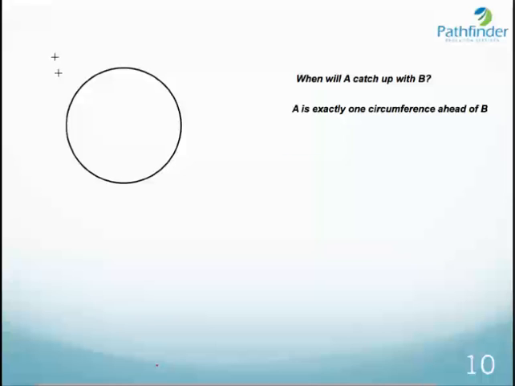Now, suppose we have two people, A and B, who travel in the same direction, say a clockwise direction, around this circle. In the previous case, we saw how to calculate the time when A and B together are at the starting point. And the given information is the value of the circumference of the circle, and the speed of A as well as the speed of B.